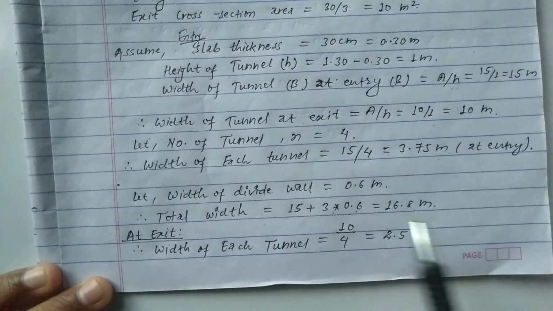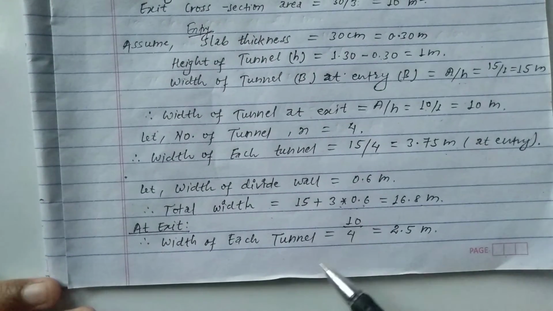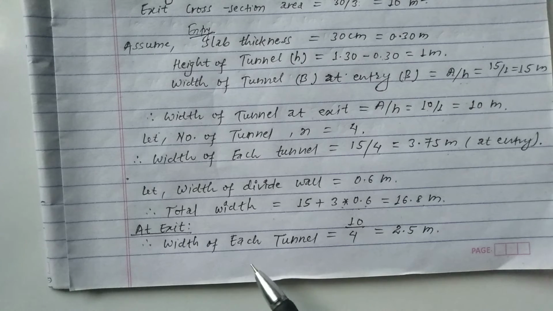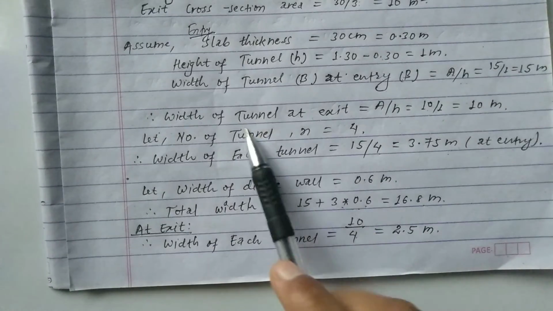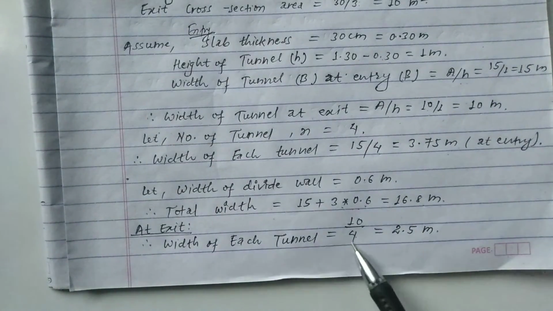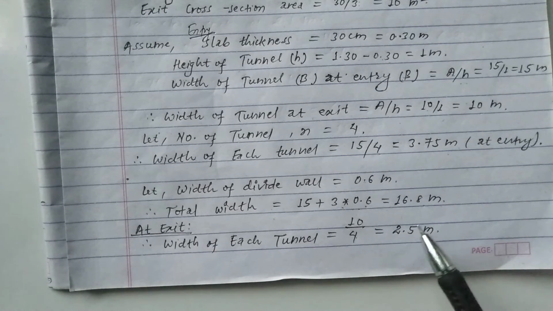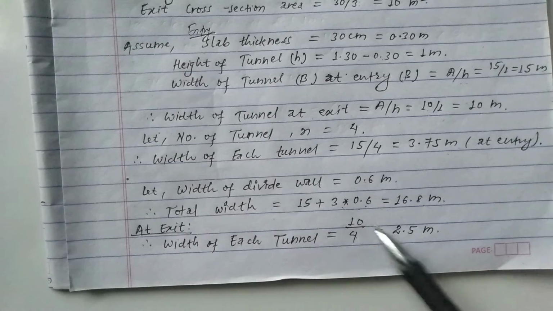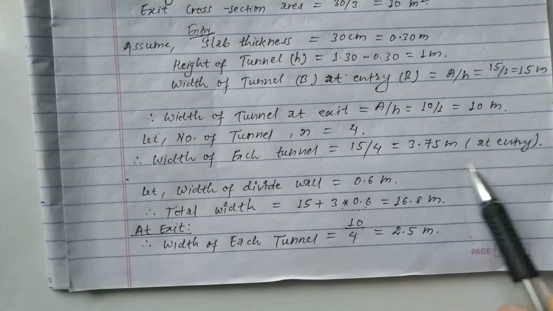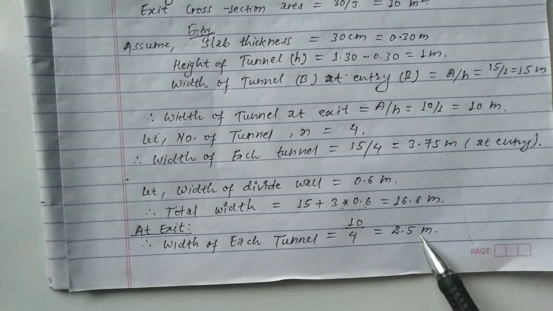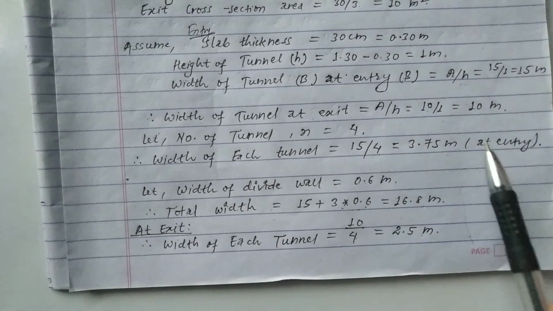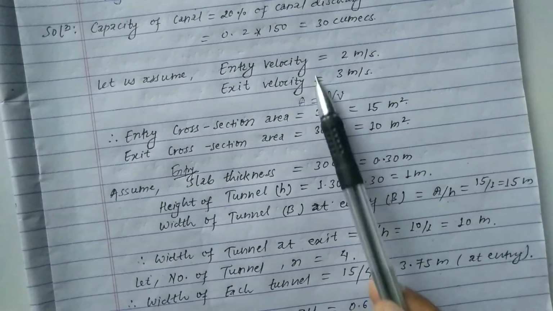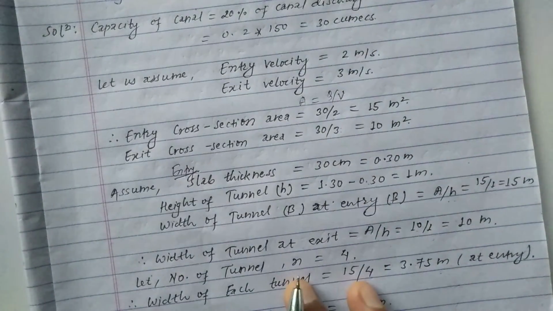Then it becomes 16.8. And at exit, the width of each tunnel, we calculate for a single tunnel. We have total number of tunnels equal to 4, so we just divide the width of tunnel at exit, 10 meter, by 4. Then the width of each tunnel becomes 2.5 meter. You can write all these values like this: width of tunnel is 2.5 meter, total number of tunnels equal to 4, width of each tunnel, capacity of canal. So this is all about the solution of this numerical.